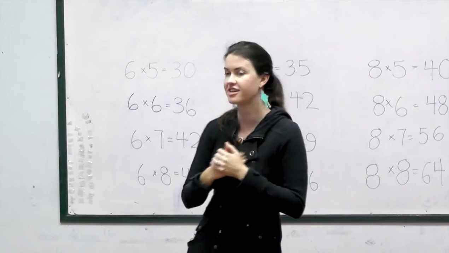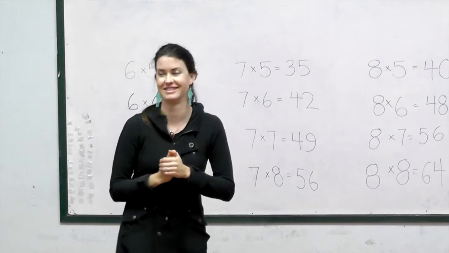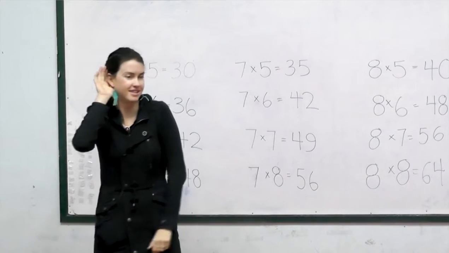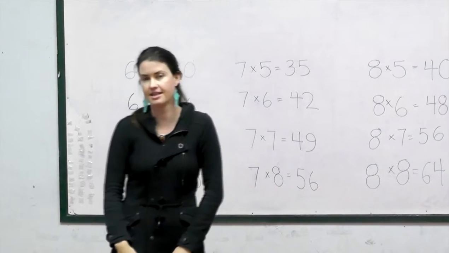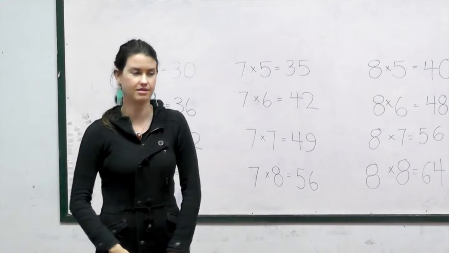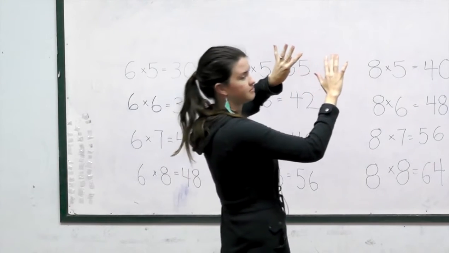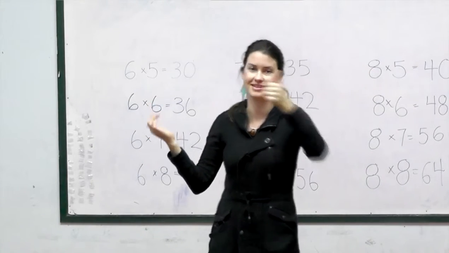Okay, 9 times 7. Check it out on your fingers. Equals 63. Very nice. 9 times 5. Check it out on your fingers. 1, 2, 3, 4, 5. What's 9 times 5? You got it.